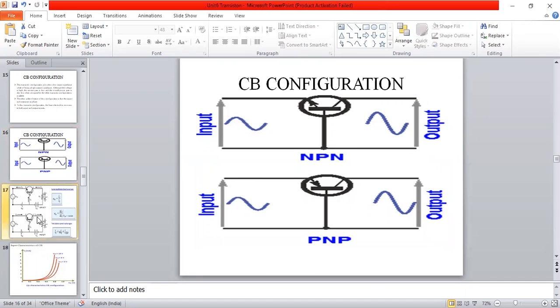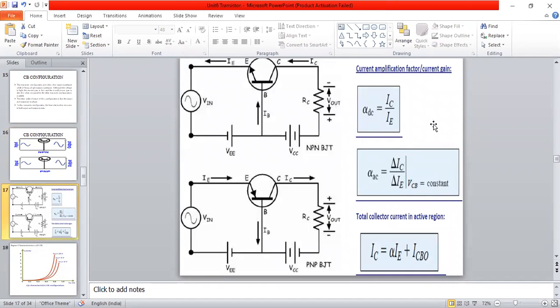So the actual circuit diagram I will show you here. Wherever the load resistance is connected, that is called our output. So here we are connecting a load resistance.